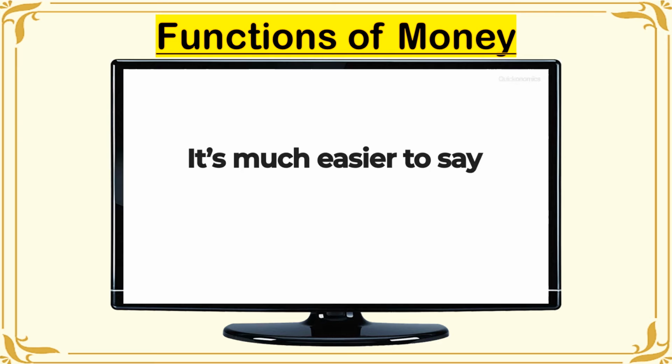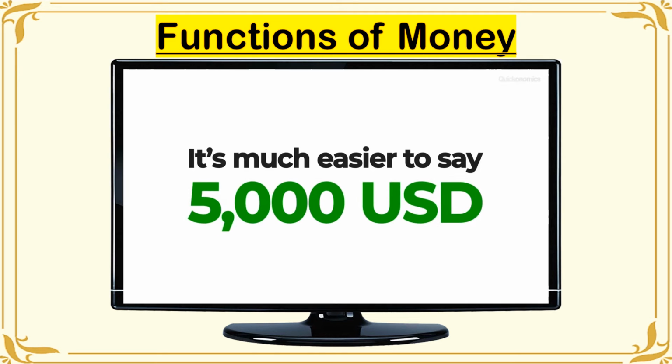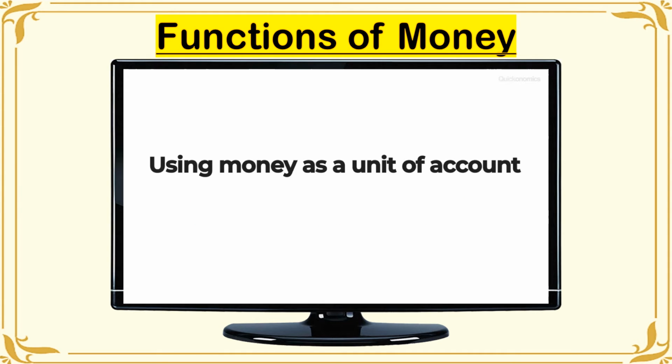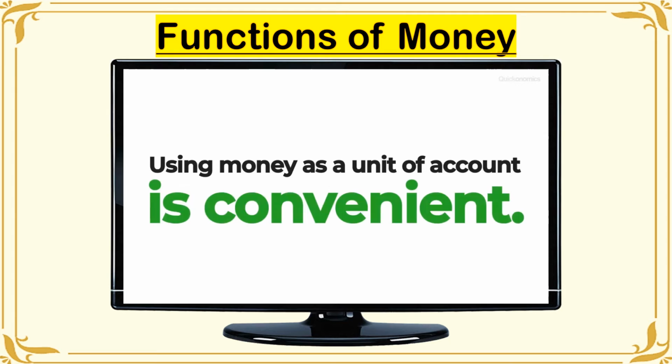It's much easier if the dealer can just tell you that the car is $5,000. That way, you immediately know how much it's worth because you measure the value of everything else in dollars as well. In other words, using money as a unit of account is extremely convenient because it allows you to compare the value of virtually everything in just a few seconds.